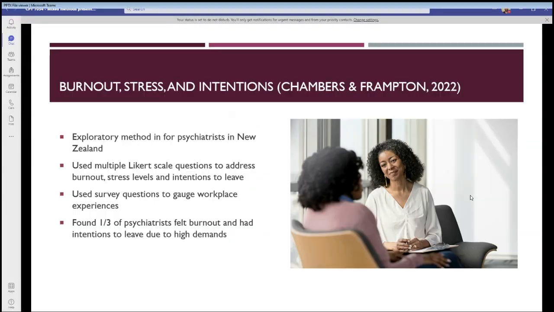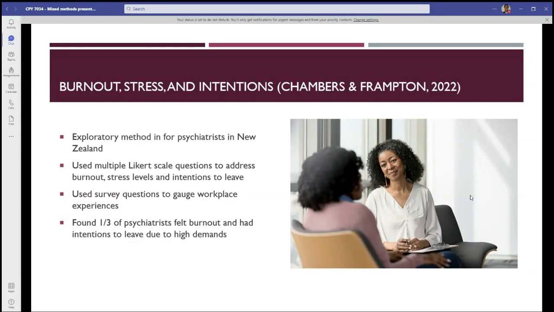So an example of this applied to a specific case comes from Chambers and Frampton in 2022, where they looked at psychiatrists in New Zealand and sought to understand their burnout, stress, and intentions for leaving. They wanted to use qualitative methods to understand these experiences. For the quantitative piece, they used Likert scale items to address aspects such as burnout and stress. And then they used survey questions to gauge their experiences, why these things were happening, and what was going on in the experiences of psychiatrists.